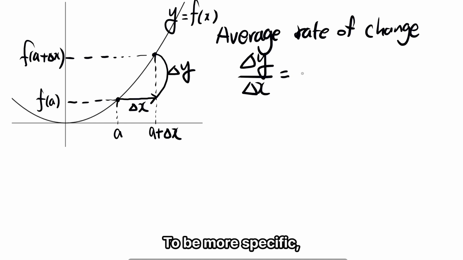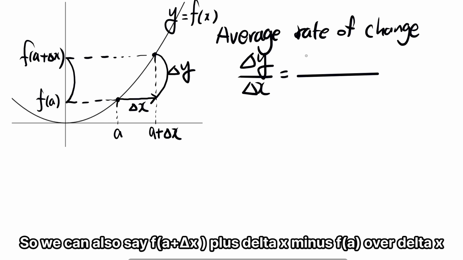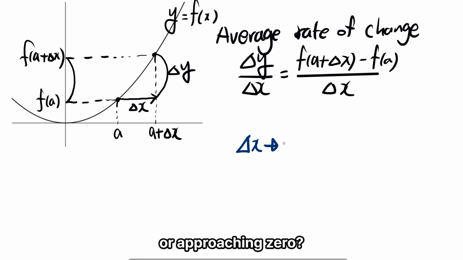To be more specific, delta y is the same distance over here, right? So we can also say f(a plus delta x) minus f(a), over delta x. Now we can imagine, what if this delta x becomes infinitely smaller, or approaching 0?